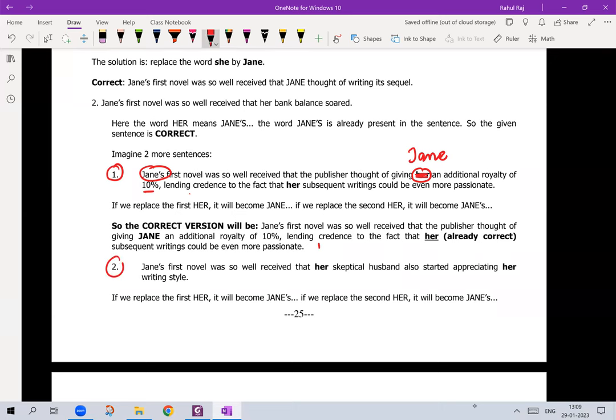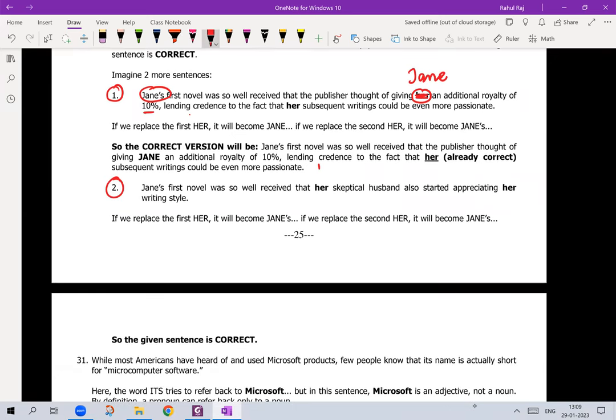Yeah, clear. Second says Jane's first novel was so well received that her skeptical husband. Now imagine, are we talking about Jane or Jane's skeptical husband? Simple logic. Think in terms of what subject we are talking about. We are 100% talking about Jane's skeptical husband. If you read Jane's here, it makes perfect sense: Jane's first novel was so well received that Jane's skeptical husband. 100% fine. We can't say Jane skeptical husband. That's wrong. So this "her" is fine.